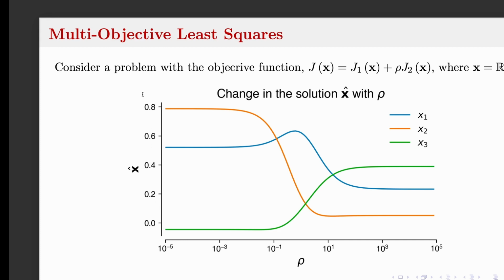I get some value. These would be the parameters that would minimize J1. That's the best possible J1 you can obtain. When I choose a very large value for rho, then I get a very different set of values for x, and these would be the values that will minimize J2 to the maximum amount possible. And for values in between, you get some value in between. So this is one way to look at what kind of solutions I get by simply turning this knob.